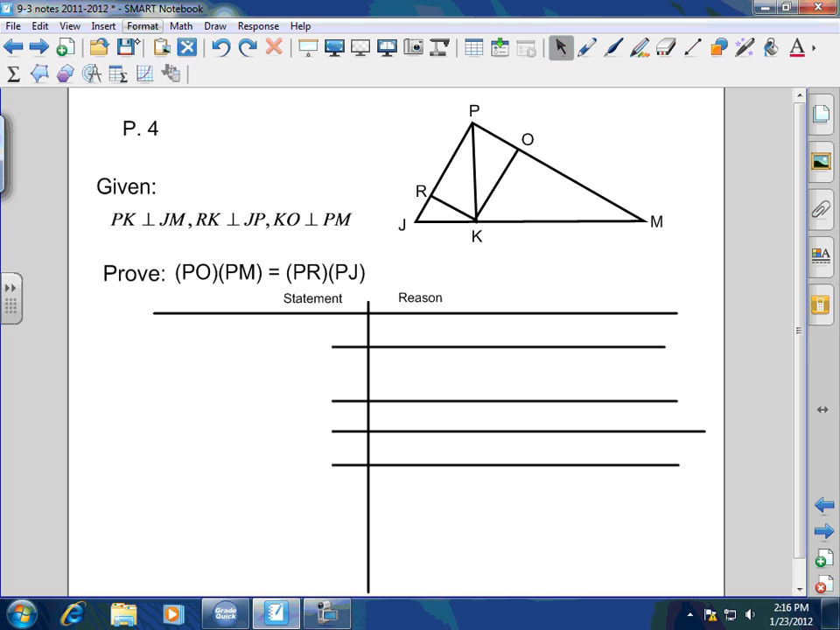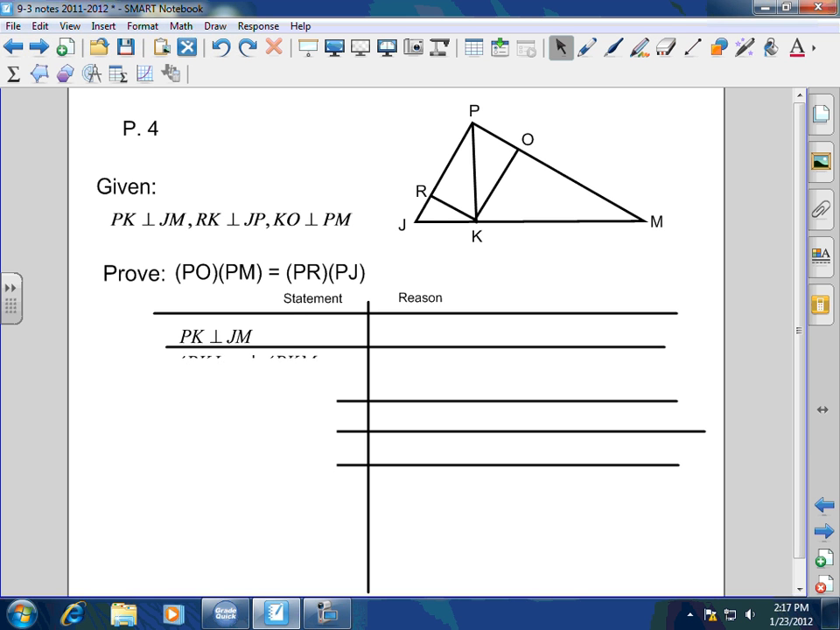All right. Now for this last example, guys, we got a proof. They tell you that PK is perpendicular to JM, RK is perpendicular to JP, and that KO is perpendicular to PM. They want you to prove that PO times PM is equal to PR times PJ. If you think about it, it makes sense. They're looking at small to large being equal to small to large. So that's what they're looking for. It makes sense. Let's see what to do.